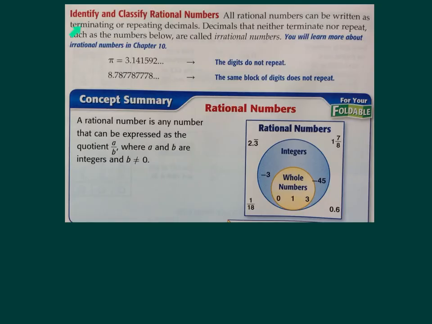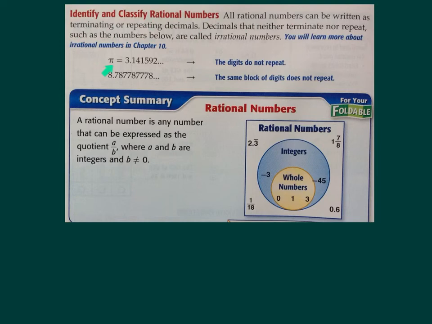The last thing we're going to do is identify and classify rational numbers. Now, the first thing we need to know is the difference between what are called irrational numbers and rational numbers. Rational numbers can be written either as terminating decimals, so decimals that end, or repeating decimals, like 0.6 repeating. Those would be considered rational numbers.